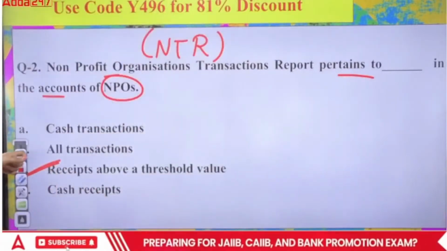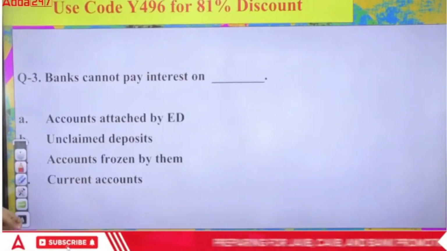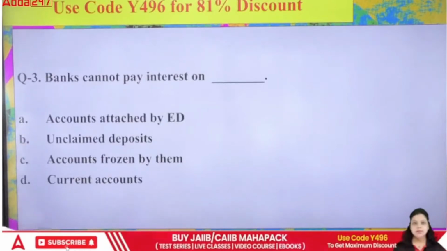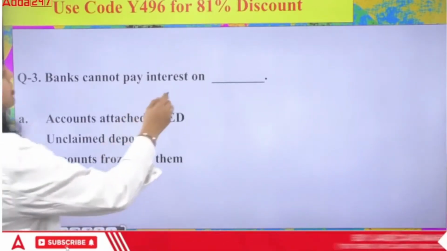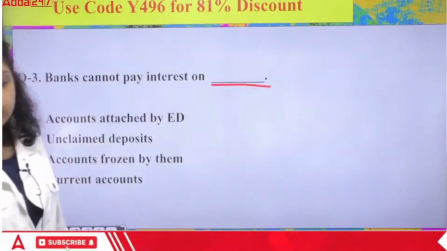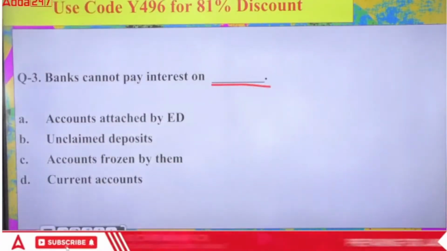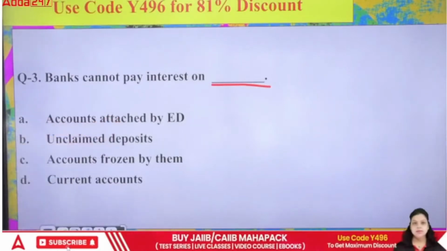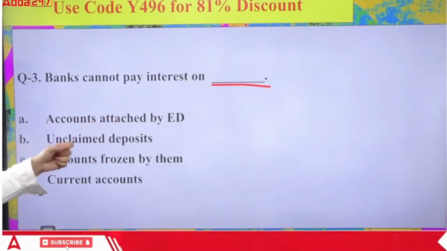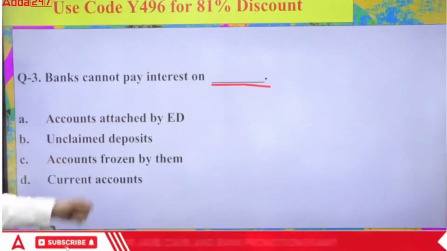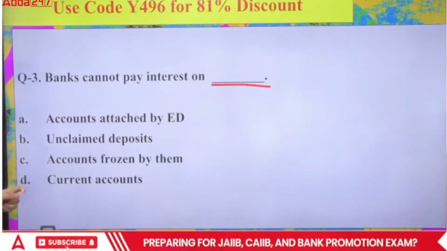Okay. Now the third question is talking about banks cannot pay interest on dash. In which type of account are banks not allowed to pay interest to the customer? First is accounts attached by the ED. Second is unclaimed deposit. Third is accounts frozen by them. Fourth is current account.